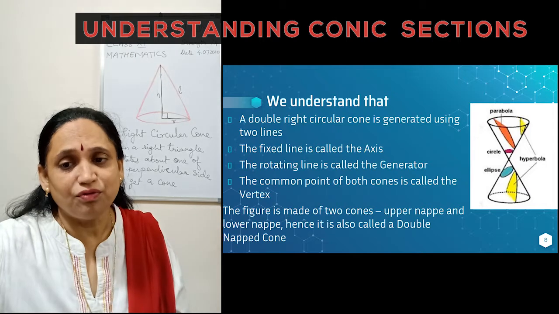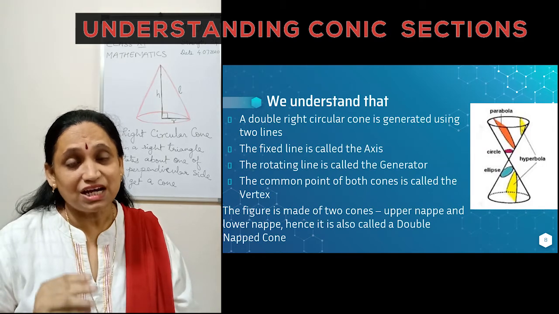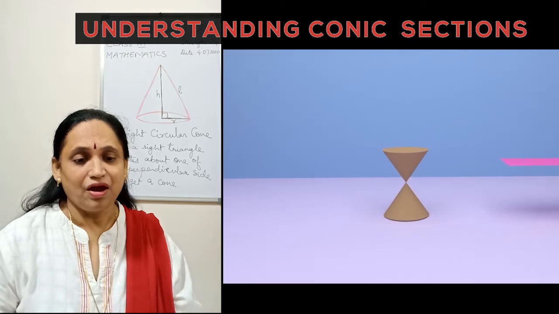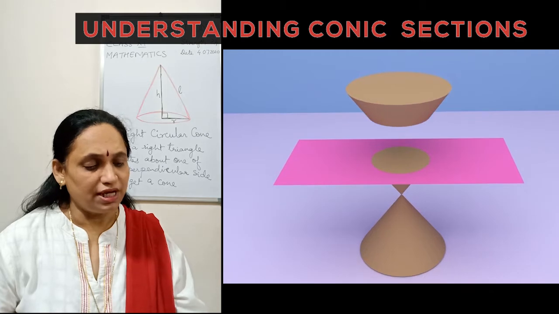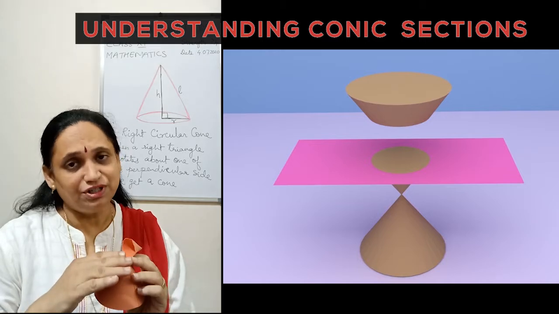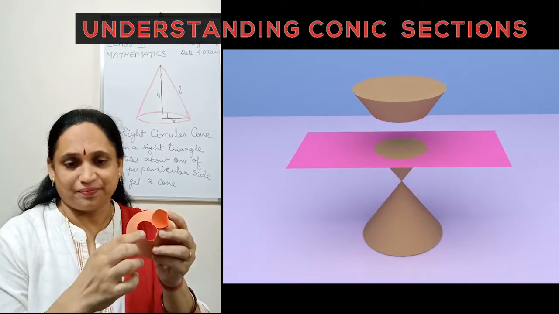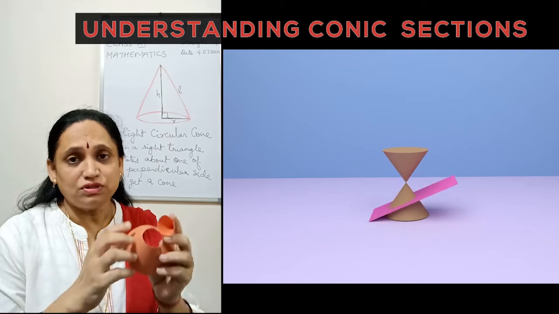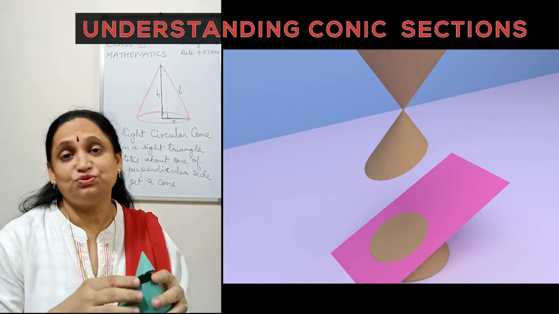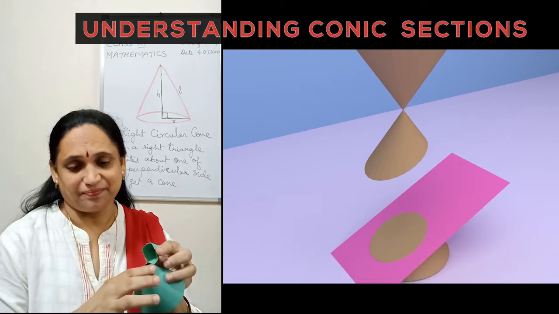Now the next video will explain to you what happens when we cut a cone with a plane. When we cut this double-napped cone with a plane parallel to the base, or perpendicular to the axis, the shape that we get is circular. Now, similarly, if we take another plane and cut it at an acute angle to the axis, the shape that we get is elliptical.